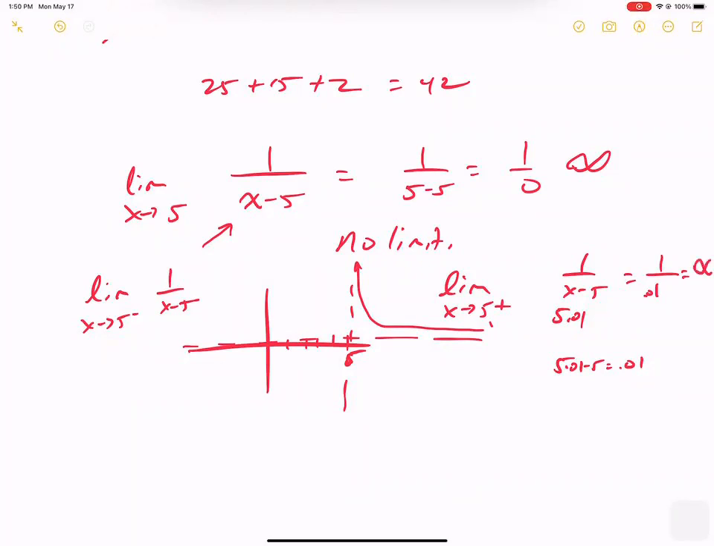What about on the left side? What's the number less than 5? A number less than 5 would be 4.99. 1 over 4.99 minus 5 is 1 over -0.01. Now, 1 divided by -0.01, is that a negative number? See how it's a negative there? So we're actually going to be headed to negative infinity.